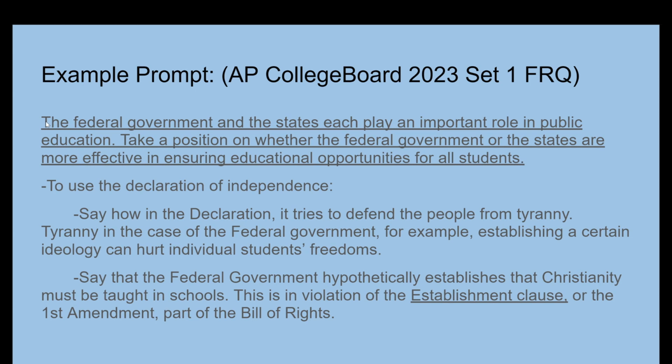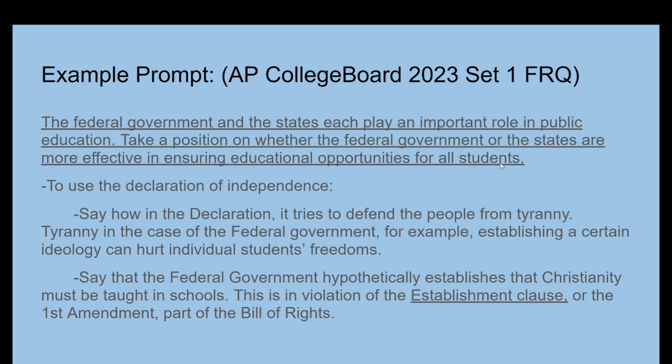Let's break it down. The federal government and states each play an important role in public education. Take a position on whether the federal government or the states are more effective in ensuring educational opportunities for all students. So you're either siding with the government or you're siding with the states. But you can use the Declaration of Independence here to argue for the students. You're talking about the students here.